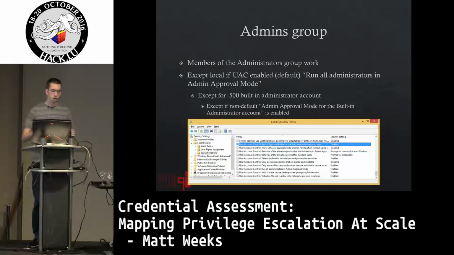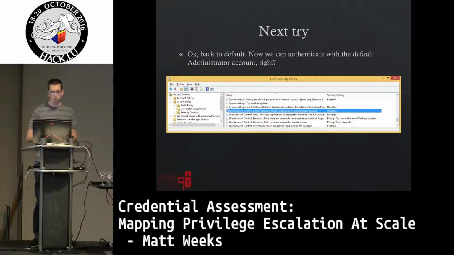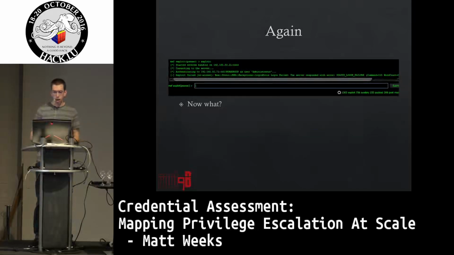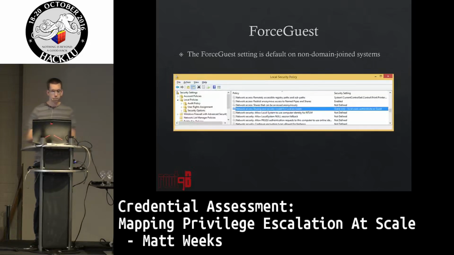And so, okay, you go in and you see, oh, in this case, I have that account enabled. What happens if I disable that? Back to the default settings. So we try our local administrator account again, and status logon failure again. So now what? We've got an account, we've got the credentials, the account's enabled. It shouldn't be UAC restricted.